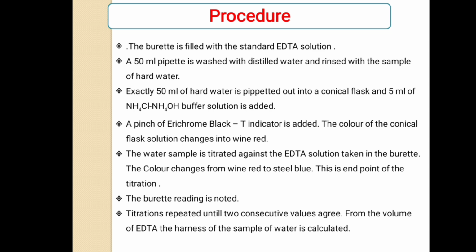The water sample is titrated against the EDTA solution taken in the burette. The color changes from wine red to steel blue. This is the end point of the titration. The burette reading is noted. The titration is repeated until two consecutive values agree. From the volume of EDTA, the hardness of the water sample is calculated.